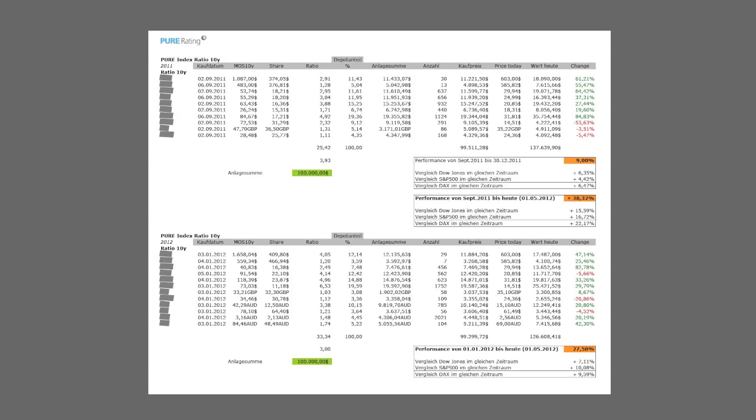Now, this does not exclude, of course, the rules of behavioral finance, and the discipline of using stop losses is still of utmost importance to your investment strategy.